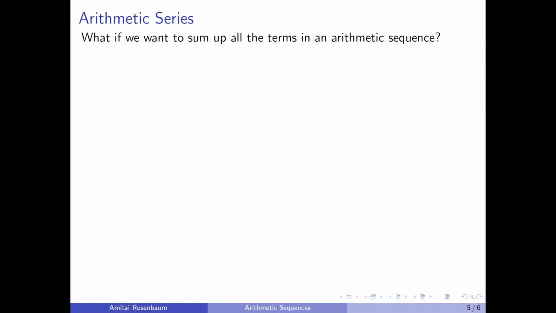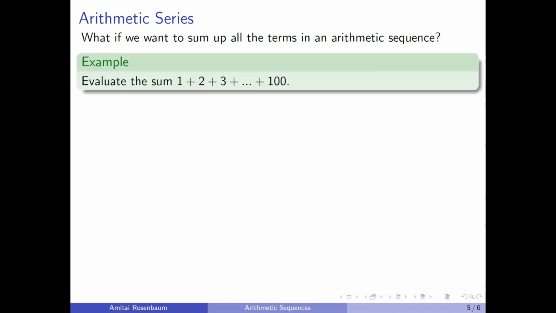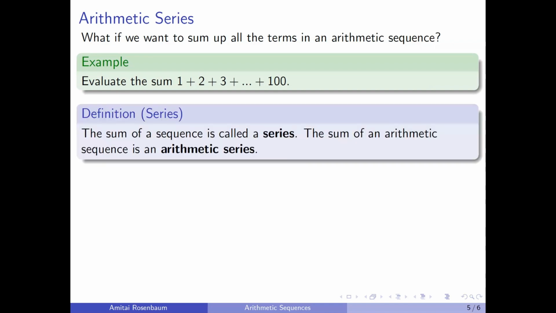A series is basically like a sequence, but now we're going to sum up the terms. In this example, we're going to work through in a similar way to get to a nice result. If we want to add up all of the numbers up to 100. A series is just a sum of a sequence, and in much the same way, an arithmetic series is the sum of an arithmetic sequence.